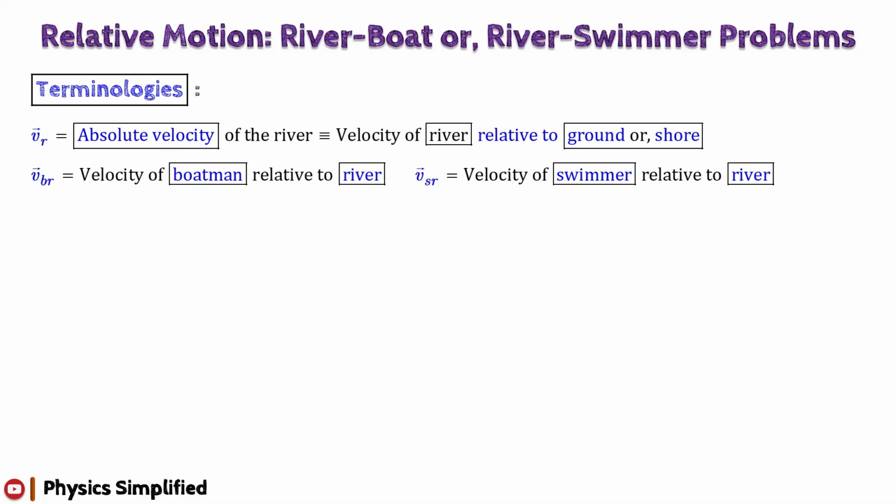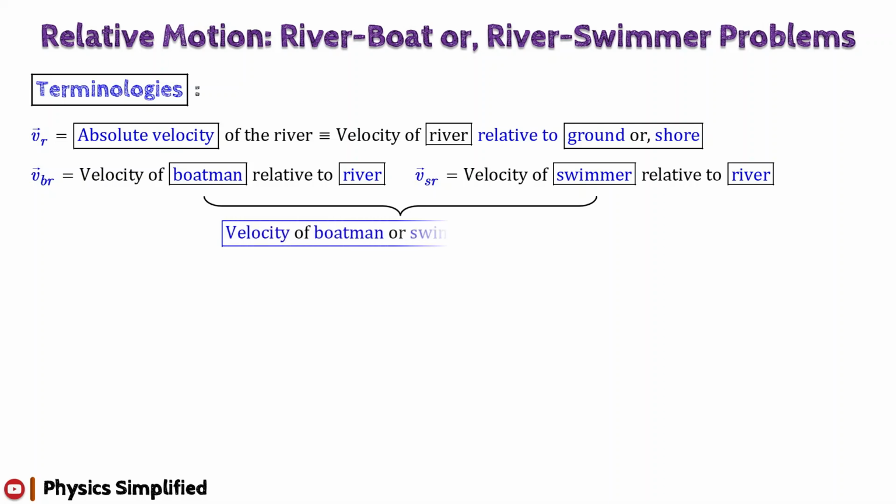Let us now try to understand what our second term actually defines. Consider a boatman on a boat in still water, or a swimmer in still water. When the boatman steers his boat, or the swimmer swims, they generate their corresponding velocities by applying their own efforts. The velocity generated due to this effort is what we get in our second term. So, vector v suffix br and vector v suffix sr denotes the velocities of the boatman and that of the swimmer in still water. Now the third and final term.